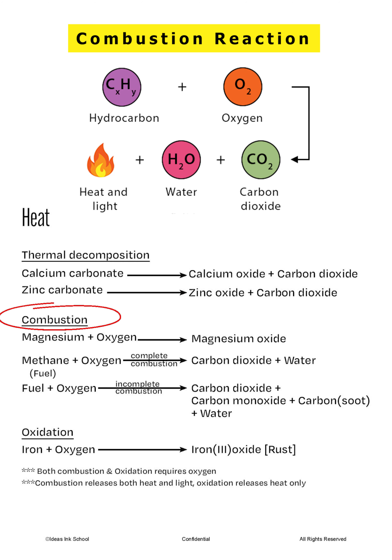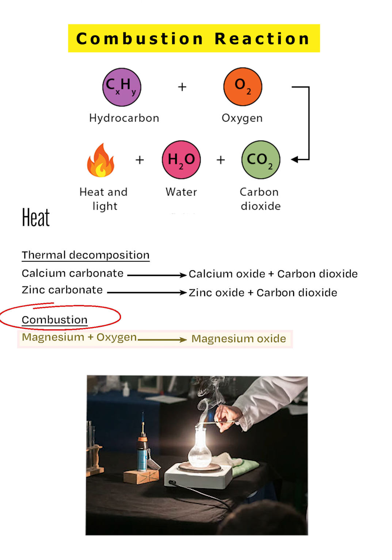Combustion is another type of chemical change that involves heat. A combustion reaction occurs when a substance reacts vigorously with oxygen to release a lot of energy in the form of heat and light. For example, magnesium strips can be ignited with oxygen to form the white powder known as magnesium oxide. This reaction releases a bright white light and a lot of heat in the process.